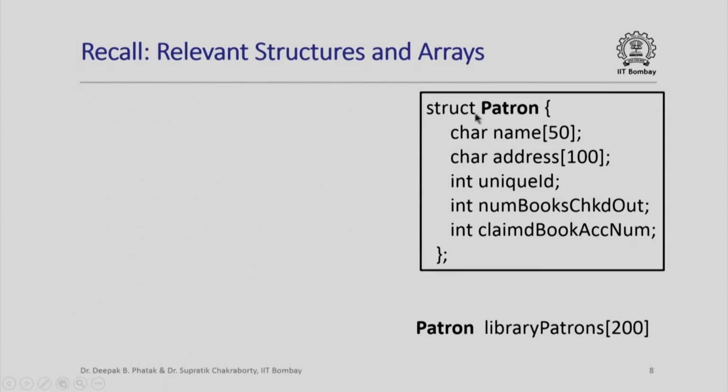We had also decided that we are going to have a structure patron, which is going to store all the information that is relevant to a patron. So as members, we had name, address, unique ID, the number of books checked out by this patron, and the accession number of any book that might have been claimed by this patron. The collection of all patrons of the library is going to be represented in this array library patrons, which is of size 200. Let us assume that we are going to allow 200 patrons for this library, and each element of this array is an object of type structure patron.